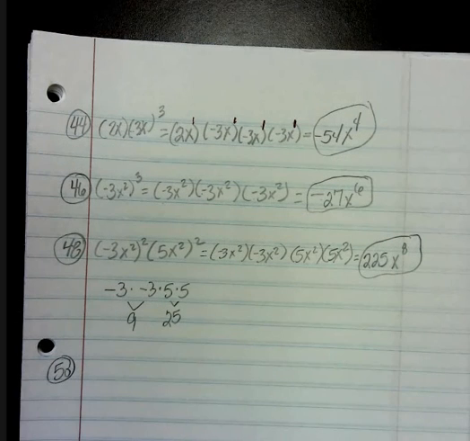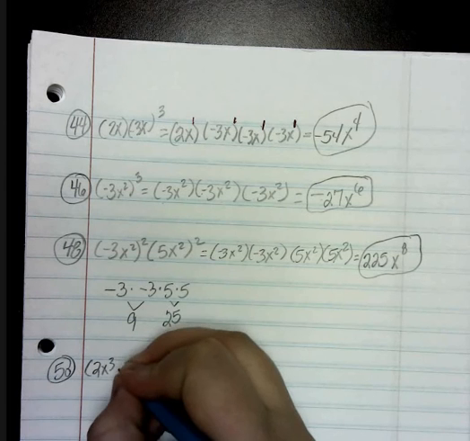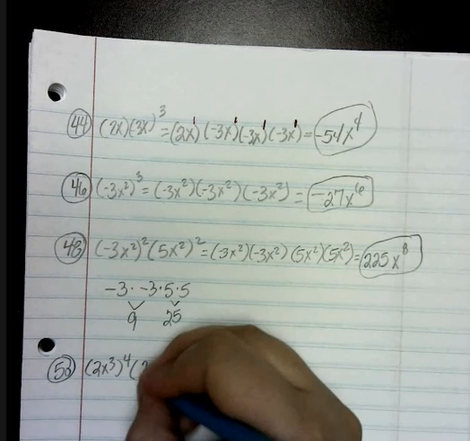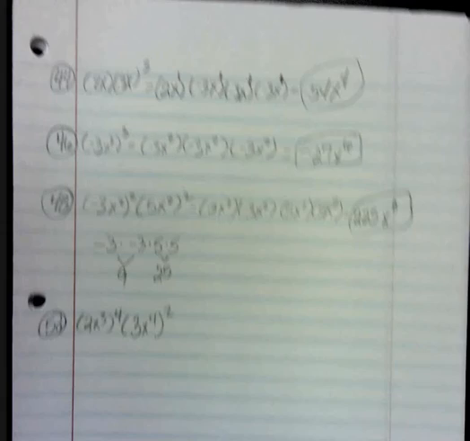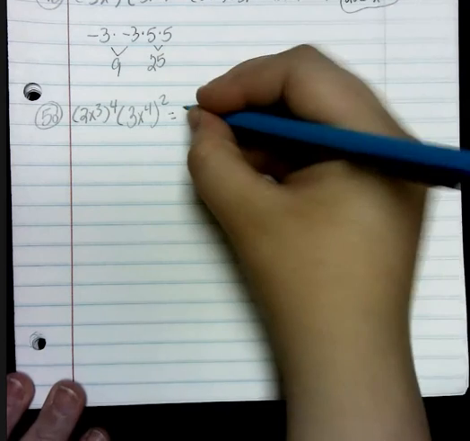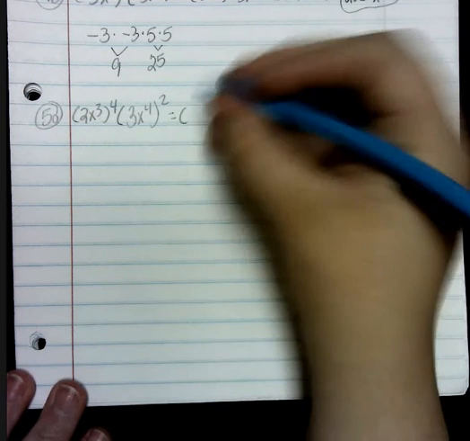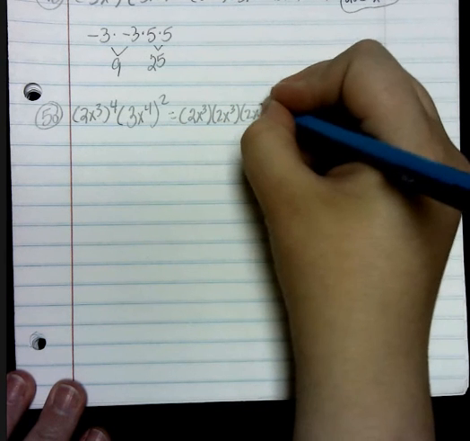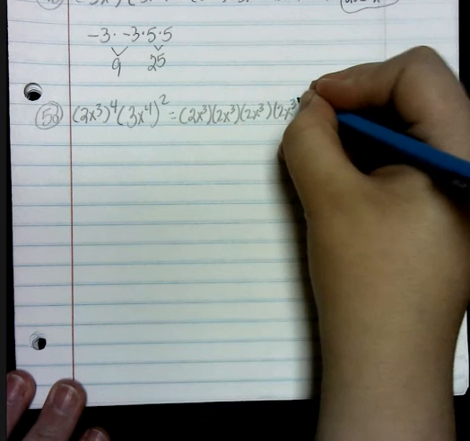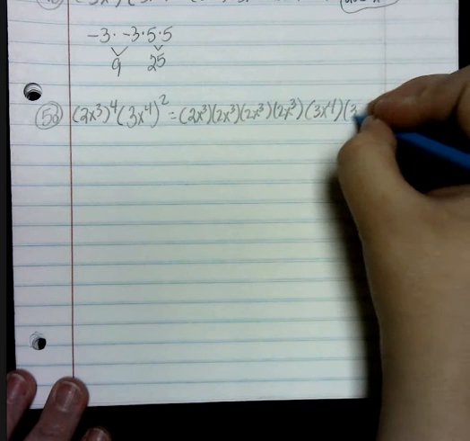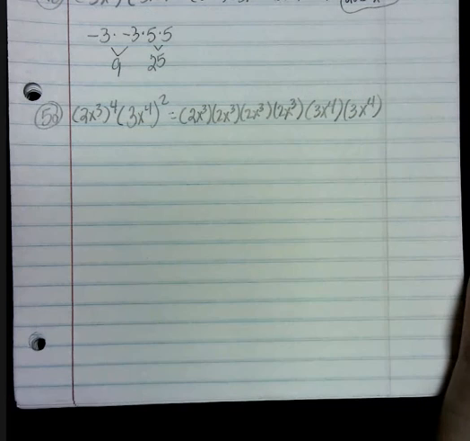Number 50, I've got 2x to the third to the fourth power, times 3x to the fourth squared. So I'm going to write these out. The 2x to the third is written out 4 times, and then your 3x to the fourth is written out 2 times. Alright, so let's multiply these out.